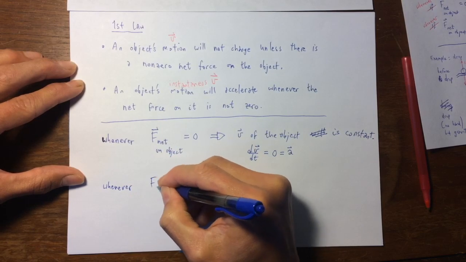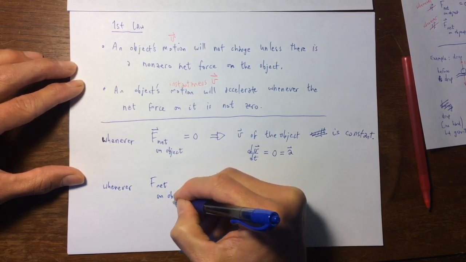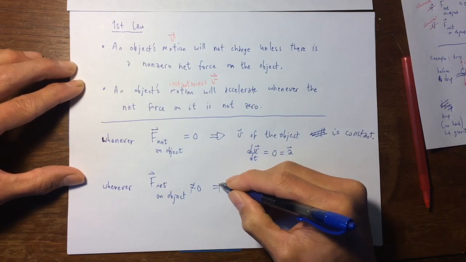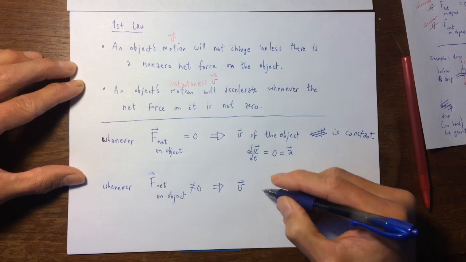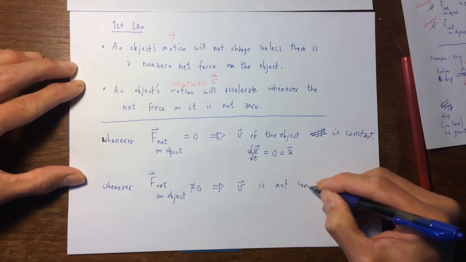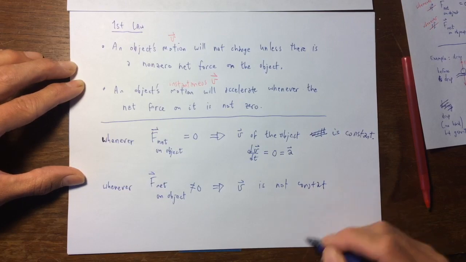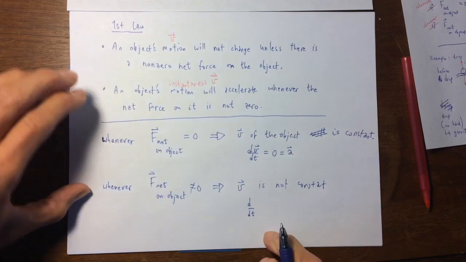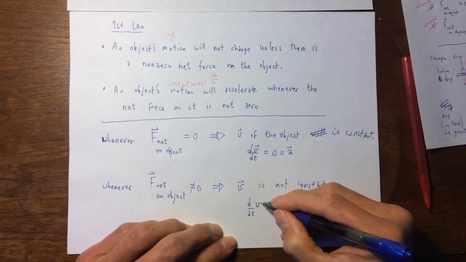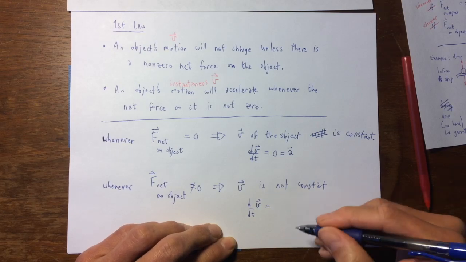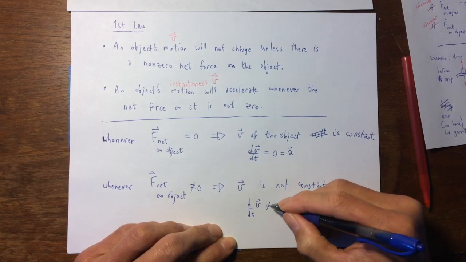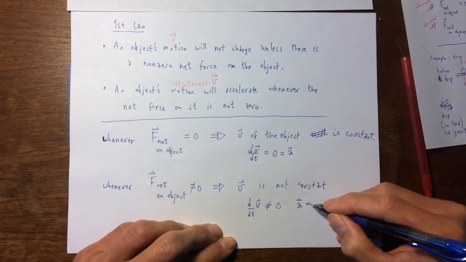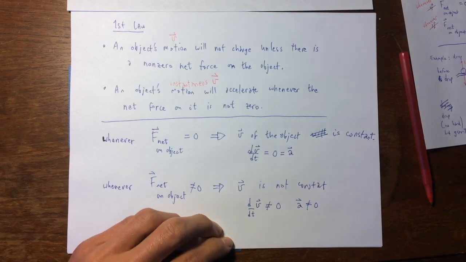Whenever F net on the object is not 0, this implies that the velocity of the object is not constant. And when a function is not constant with respect to a variable like the time, that means that whenever you take the derivative, you're not going to get 0. That is, the acceleration is not 0. That is, the motion is changing.